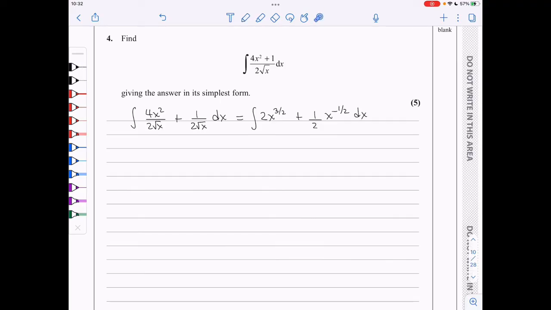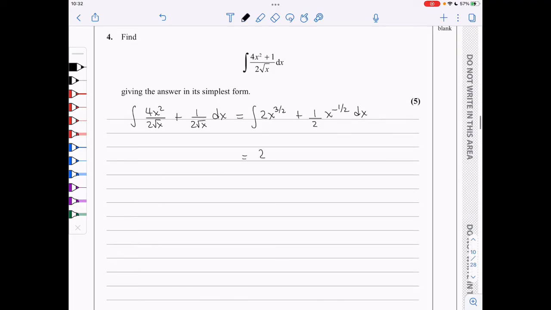A common mistake is for people to get the 2 in the numerator as well. No, the 2 stays in the denominator. It's a half x to the minus a half. It's time for me to integrate, so I increase the power by 1 and divide by the new power. Similarly here, it's a half x to the half over a half. And don't forget the constant of integration. All of this leads to 4 over 5 x to the 5 over 2 plus x to the half plus c.